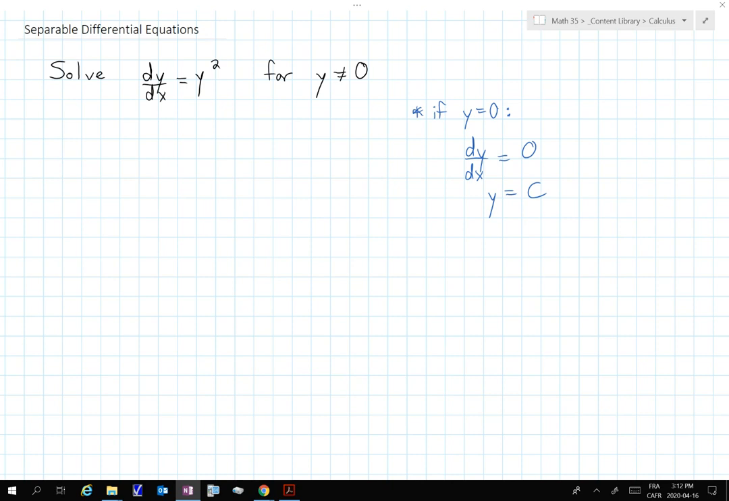This is considered a degenerate case. It's not that it doesn't exist or isn't relevant, it's just not really the point of the equation we are trying to solve. So we are going to solve for the case where y doesn't equal 0.